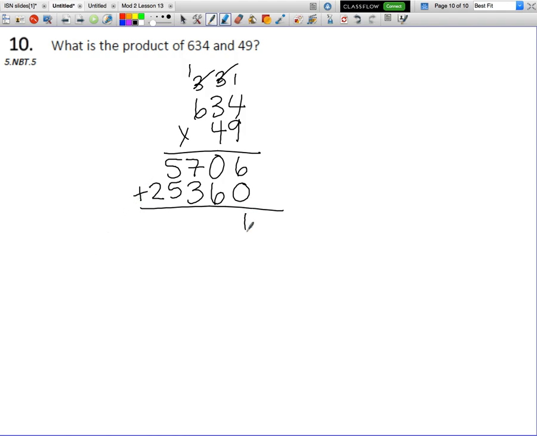So 6 plus 0 is 6. 6 plus 0 is 6. 7 plus 3 is 10. Carry my 1. And 5 plus 5 is 10. Plus 1 more is 11. And 3. So we have 31,066 is your product. If you got different answers than I did on these multiplication ones, you probably need to check your partial products first and see what you got different from mine.